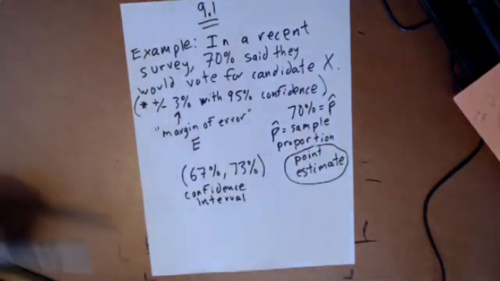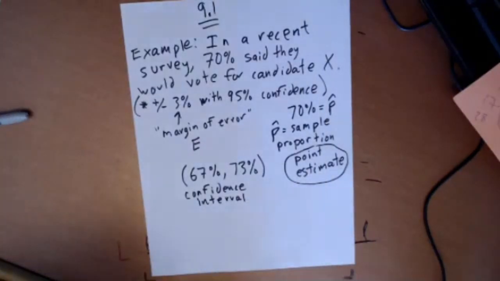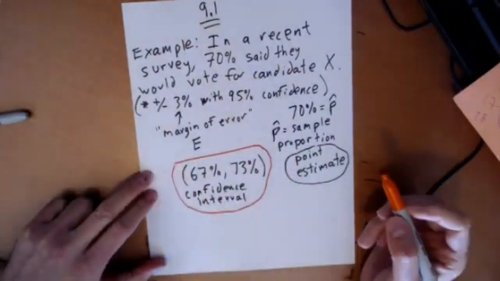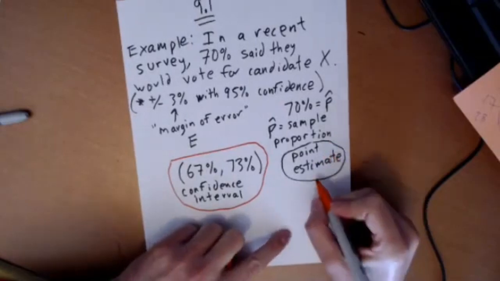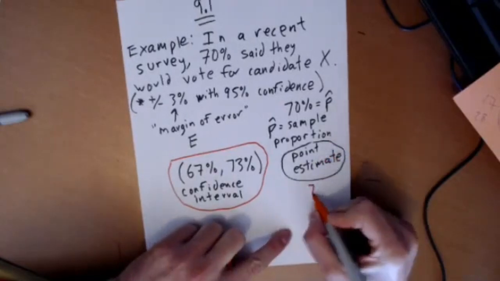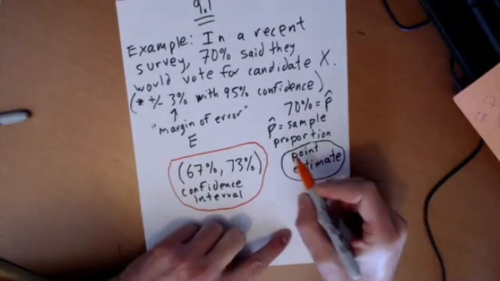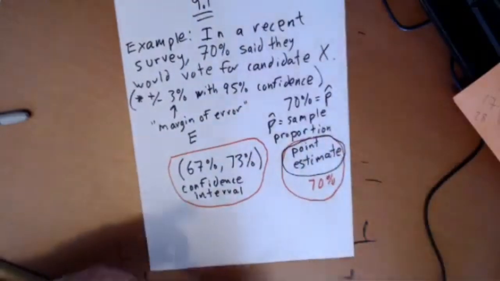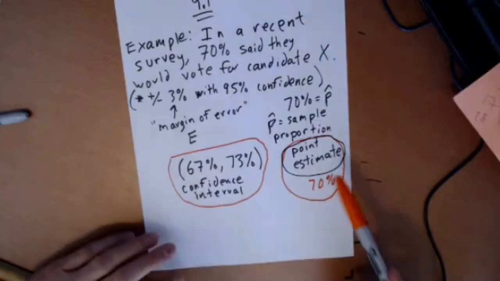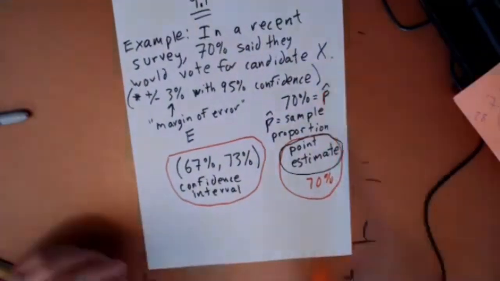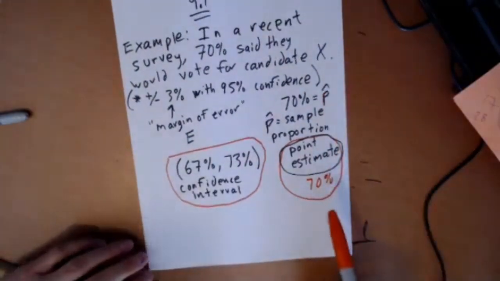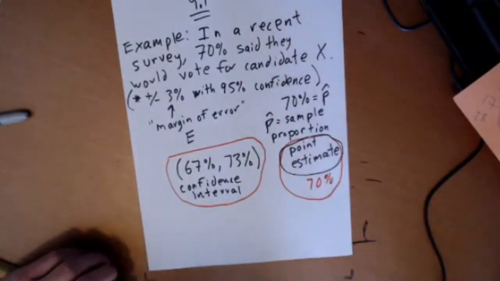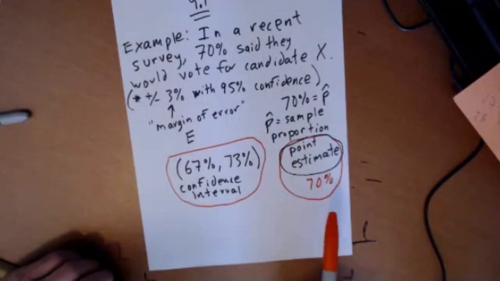So let me switch colors here. The confidence interval has a lower bound and an upper bound, and the point estimate is just a single number, a single point. So the 70% would be my point estimate. So at this point in the game, we only have one point estimate. It's p hat. Looking forward in the future, x bar, sample mean, will be a point estimate, and we'll get a confidence interval for that.